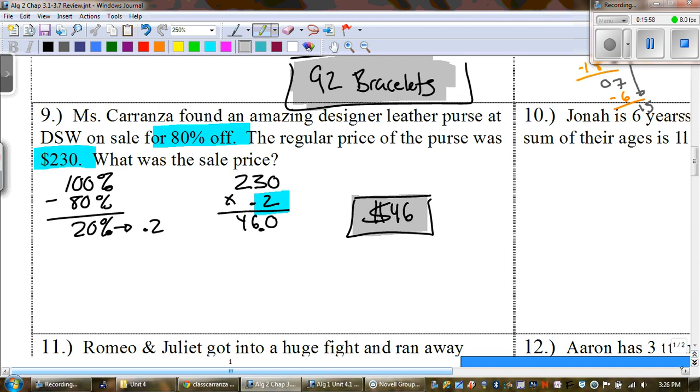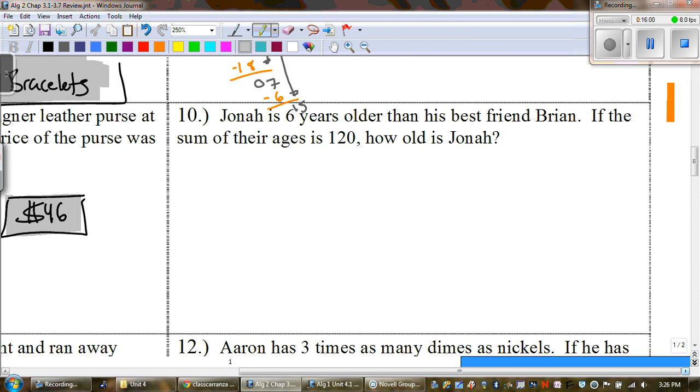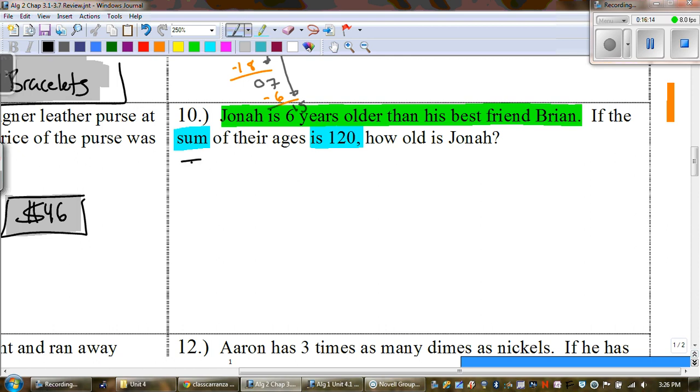All right, number 10. It says Jonah is 6 years older than his best friend Brian. If the sum of their ages is 120, they want to know how old Jonah is. So we've got Jonah and we've got Brian.